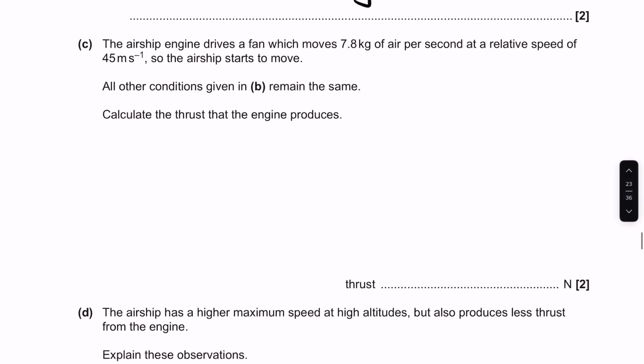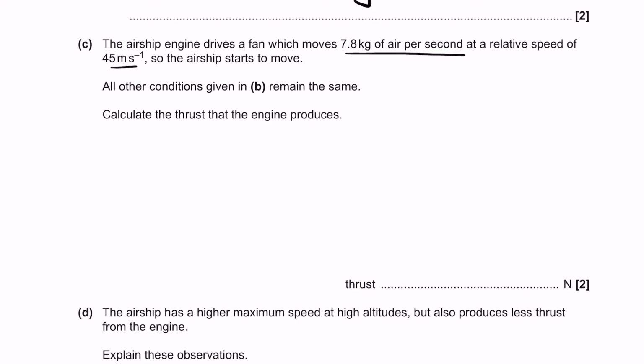Part C. The airship engine drives a fan which moves 7.8 kilograms of air per second at a relative speed of 45 meters per second so that the airship starts to move. All the other conditions given in Part B remain the same. Calculate the thrust that the engine produces.